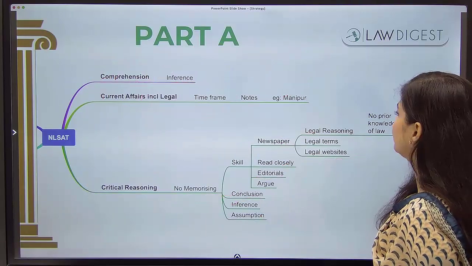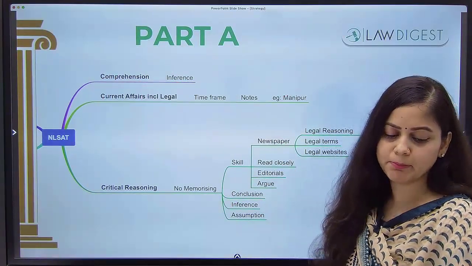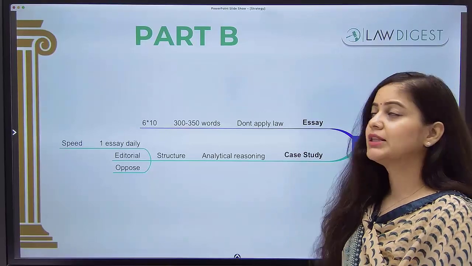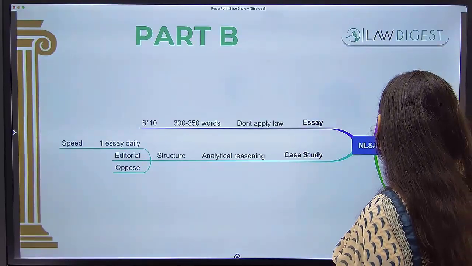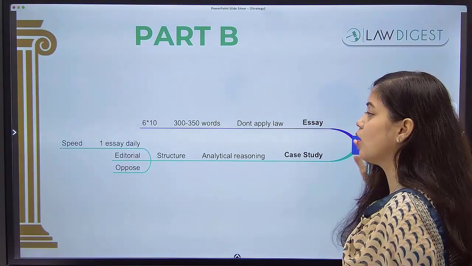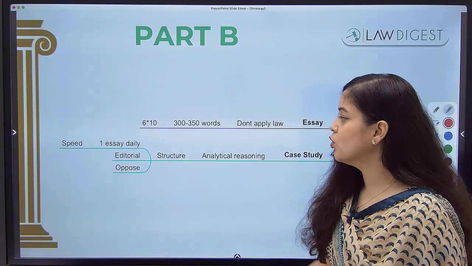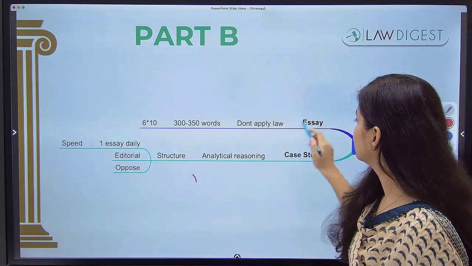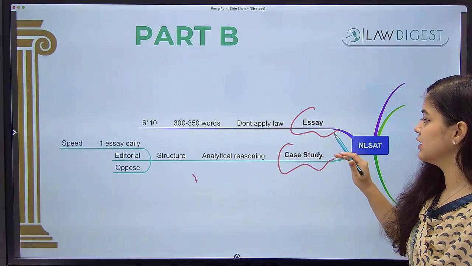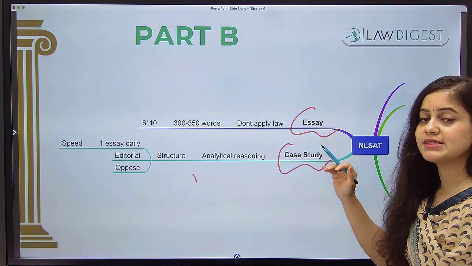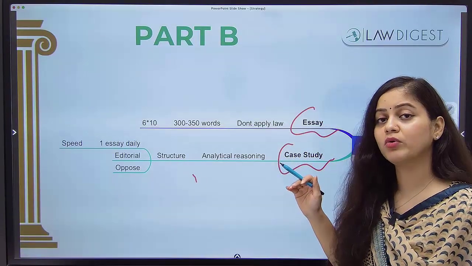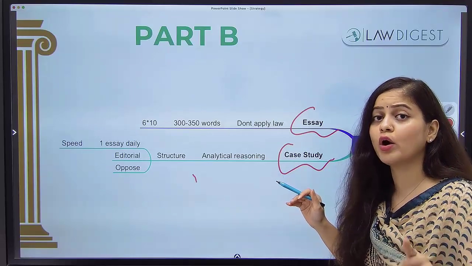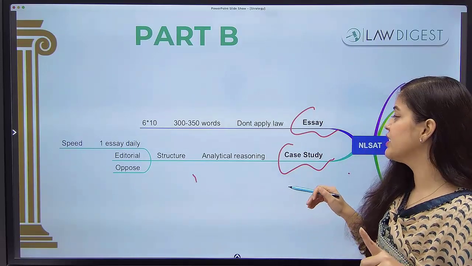Then moving forward, let us look at Part B. Part B is your subjective part. That part has your case studies, which also includes your essay. So here, essay and case study. Now, I had already told that the essay spoken about here is the analytical reasoning essay. So do not confuse it with any current affairs based essay.